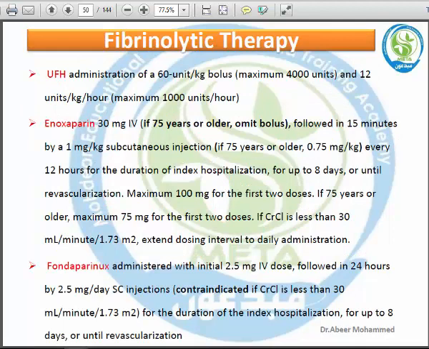The dose of unfractionated heparin, enoxaparin and fondaparinux with fibrinolytics: for unfractionated heparin we use the same dose, 60 units per kg bolus and 12 units per kg per hour for infusion or maintenance. The doses should be memorized. This is roughly a review of the same anticoagulant doses we mentioned a little while ago, but bivalirudin is not used with fibrinolytic therapy.